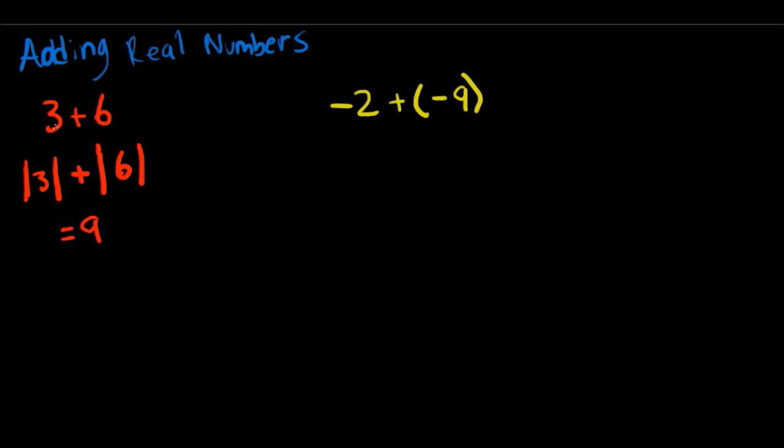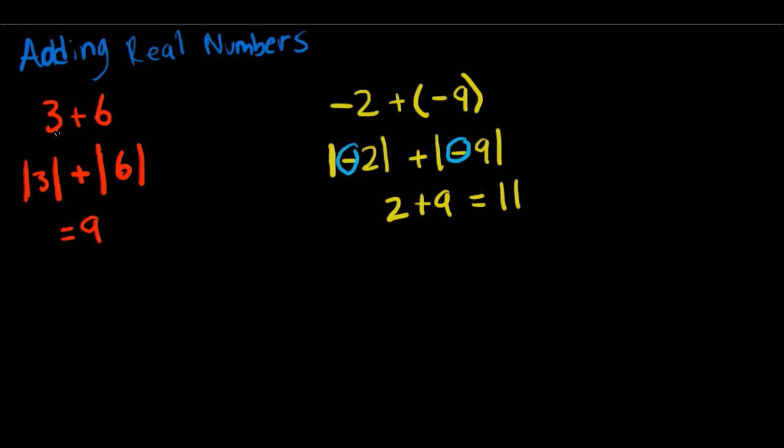Now we're going to look at another example. -2 plus -9. We want to take the absolute value of both numbers first. So we end up getting 2 plus 9, which equals 11, but we have to add a negative in front of the 11 because 2 and 9 are both negatives.